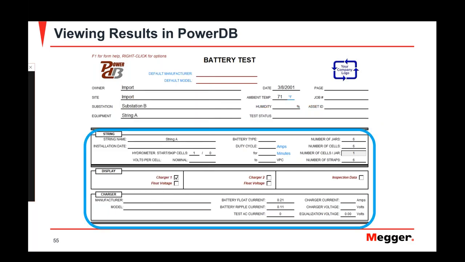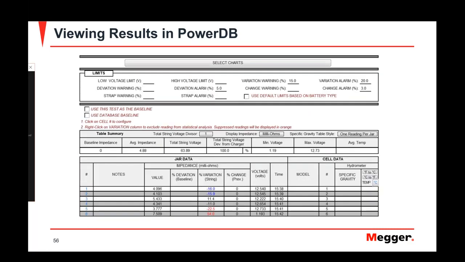The next section of this form is going to allow us to document the string information, how many cells are in it, how many straps are in it, how many pilot cell measurements that we took, as well as the charger information, such as the manufacturer and model, and then it'll allow us to record our ripple and float current measurements also. So this is what some of our test results will look like.